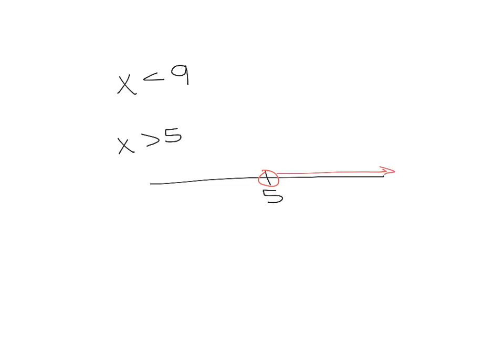So this is chapter 2, lessons 1 through 6, corrections. First one says x is less than 9. And the second one, you're supposed to graph x is greater than 5. Put a 5 there. Open circle points to the right.